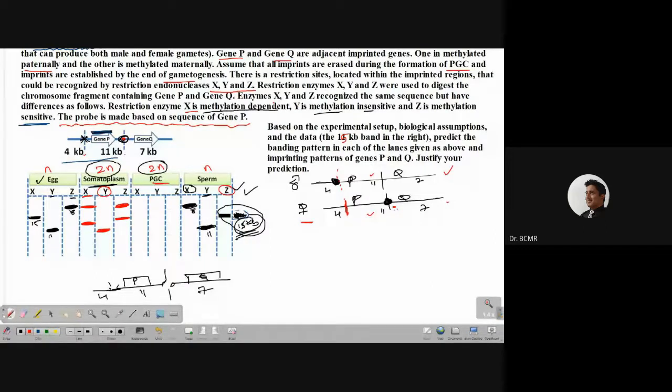And then in primordial germ cells, what will be the methylation status? For Y we will get 11 kb. In primordial germ cells the imprints are erased. Okay, tell me now, what will you get for Z, Y, and X? For Z we will get 11. Then Y also 11.